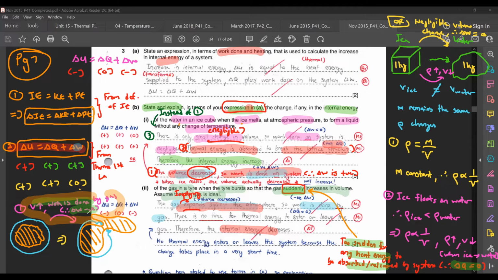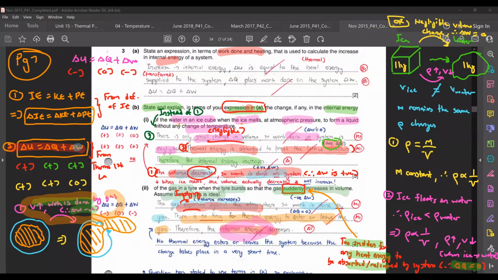But if you wanted to, you can just directly write that the volume is increasing as it expands against the atmosphere. So work is done by gas, delta W is negative. The second statement, I think, is pretty straightforward. This one is saying that there's no time for thermal energy to enter and leave the gas. Therefore, delta Q is 0. So from here, internal energy decreases.